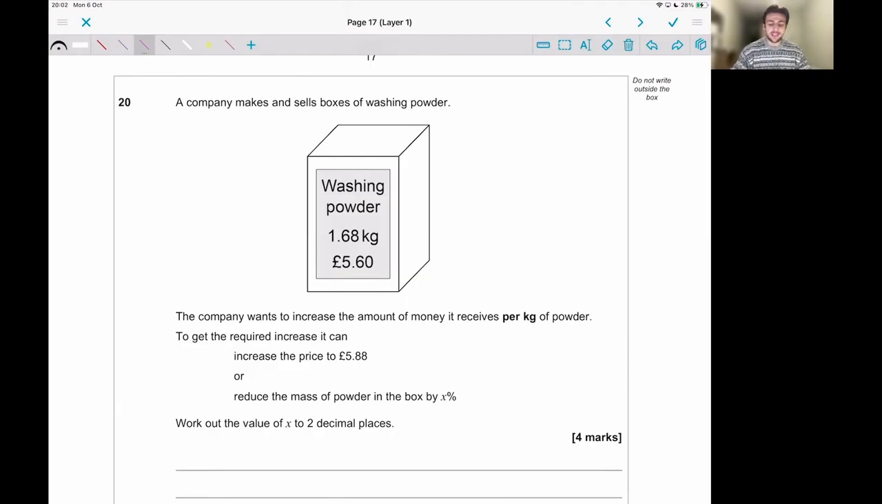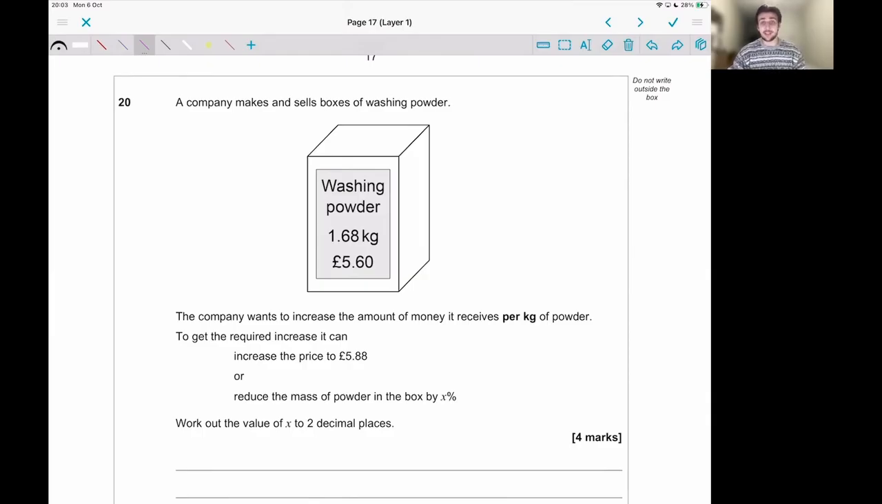Question 20. So a company makes and sells boxes of washing powder. The company wants to increase, and we can see a lovely diagram here. It says washing powder, 1.68 kilos, £5.60. The company wants to increase the amount of money it receives per kilo of powder. To get the required increase, it can either increase the price to £5.88 or reduce the mass of powder in the box by X%. And we're asked to work out the value of X to two decimal places.